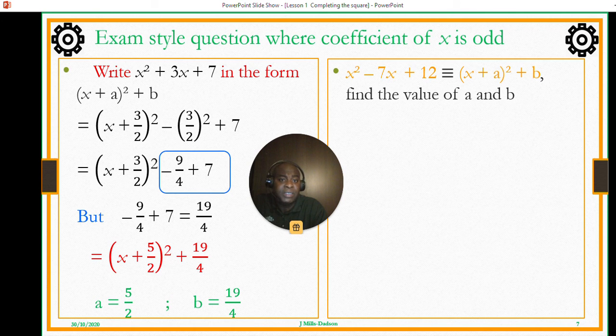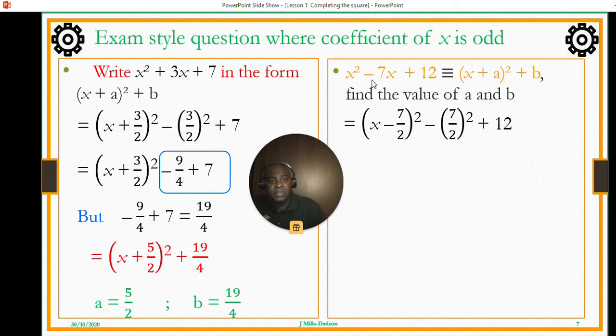B is 7, divided by 2, so you're going to have minus 7 over 2 in our first bracket, and minus 7 over 2 all squared. So we have x minus 7 over 2 all squared, minus 7 over 2 all squared, then plus the constant 12. Remember, this is minus, that's why in the bracket all should be minus. This minus is what is in the formula, and it stays, it does not change.